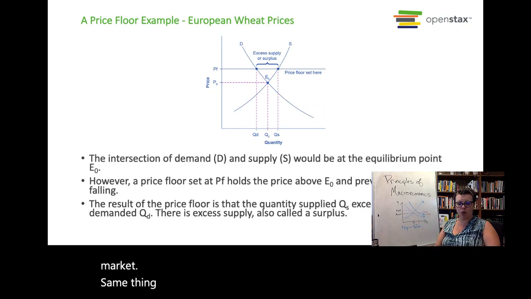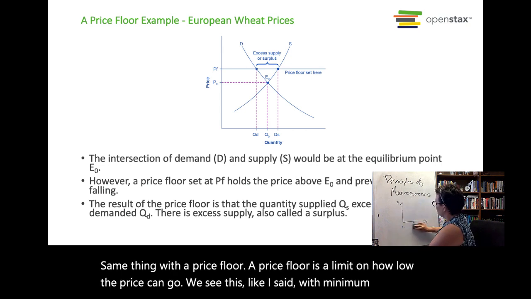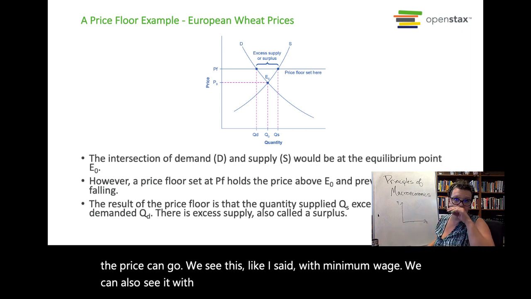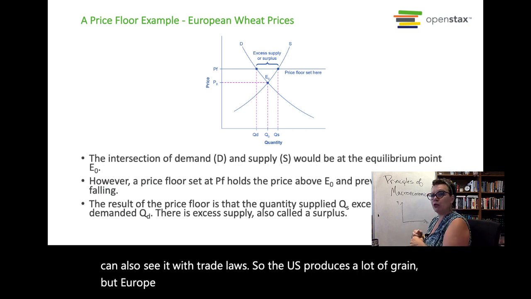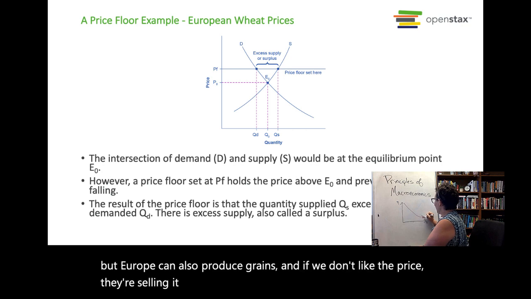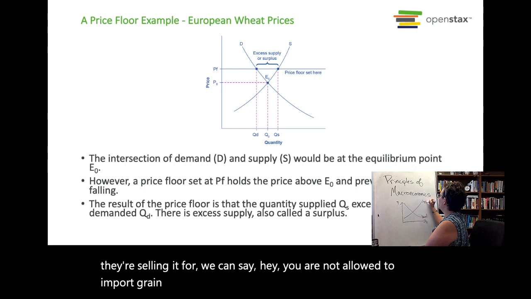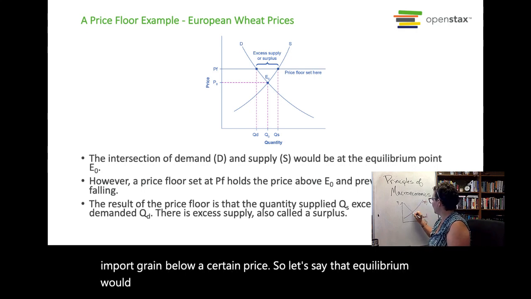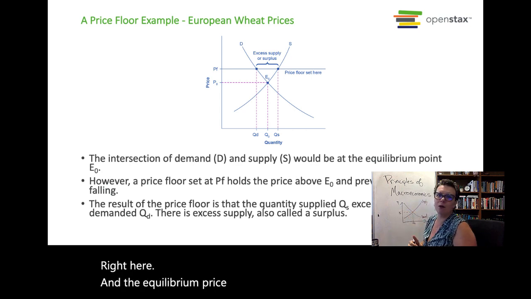Same thing with a price floor. A price floor is a limit on how low the price can go. We see this, like I said, with minimum wage. We can also see it with trade laws. So the US produces a lot of grain, but Europe can also produce grains. And if we don't like the price they're selling it for, we can say, hey, you are not allowed to import grain below a certain price. So let's say the equilibrium would be right here, and the equilibrium price is right here.